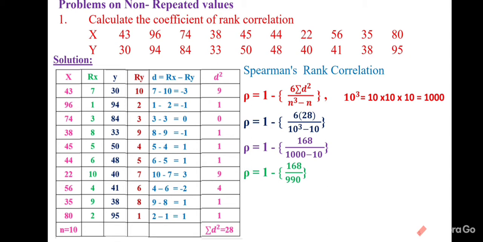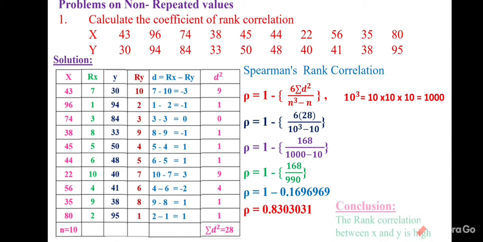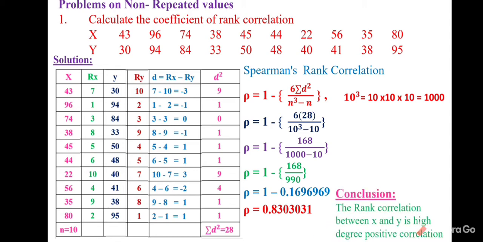First we divide 168 by 990. We'll get 0.1696969. Then 1 minus that, you will get 0.8303031. As per the conditions of the correlation coefficient, the conclusion will also be given. Here the value lies between 0.75 to 1. So the conclusion is the rank correlation between x and y is high degree positive correlation. This method will be asked as the compulsory question, rank correlation. Then we'll go to the next problem.